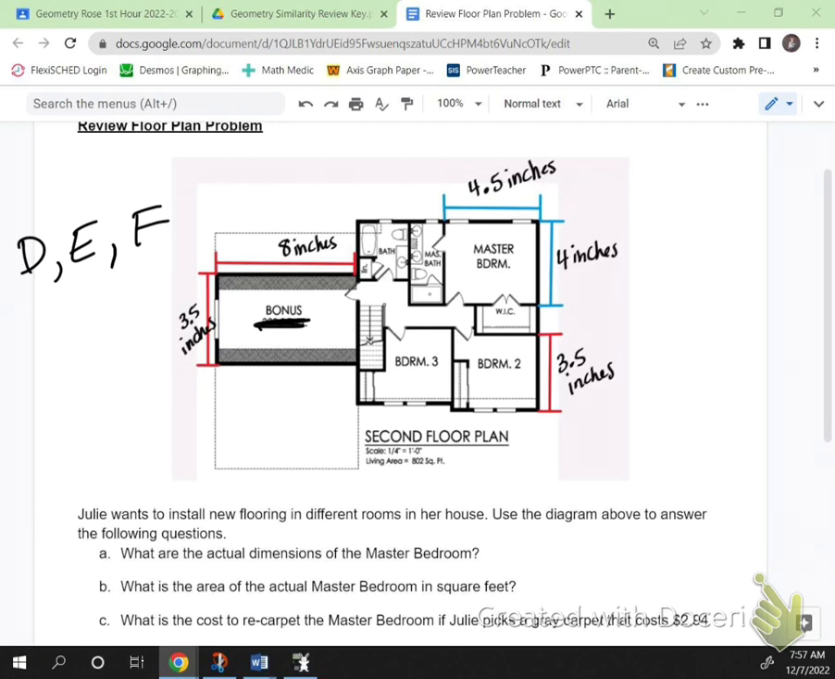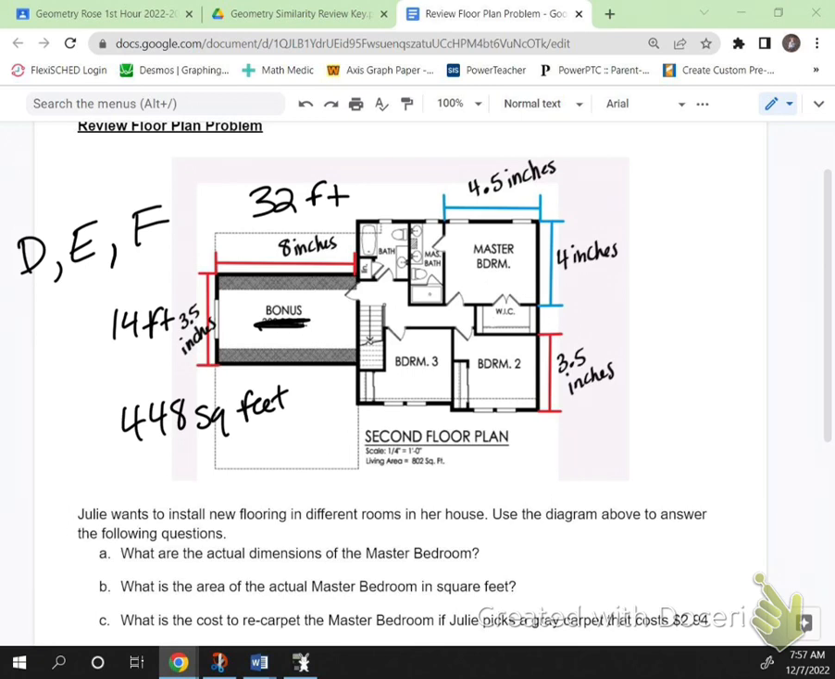What are the dimensions of the bonus room? 32 by 14. Great, so then what's the area? 448 square feet.